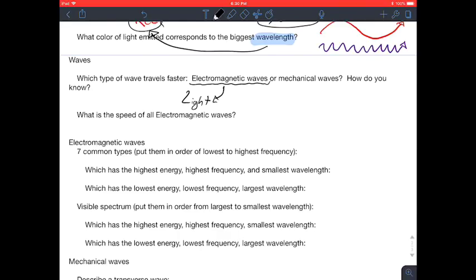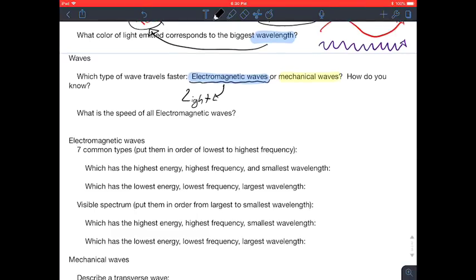So light waves travel at the speed of light, which is kind of obvious, right? Mechanical waves, this is like sound, right? Sound is a mechanical wave, how you're hearing my voice right now. And it travels at the speed of sound. So, which one travels faster? Well, the answer is light.